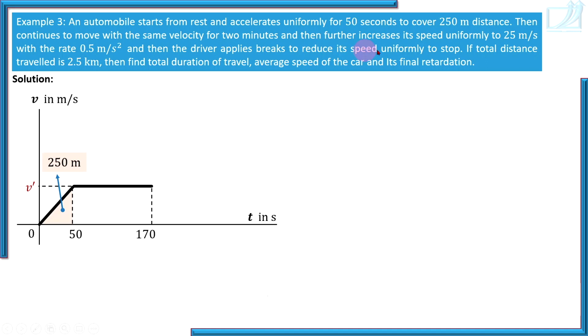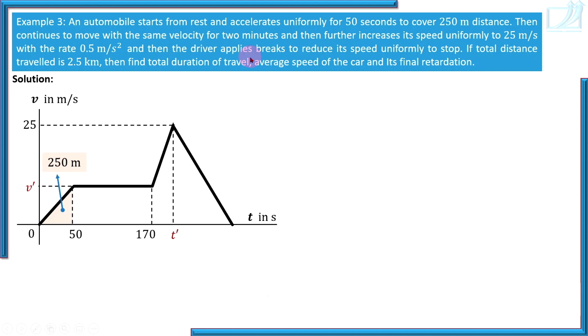And then further increases its speed uniformly to 25 meters per second. So from this instant t equal to 170, its speed increases uniformly, means inclined straight line again, and its speed reaches 25 meters per second. So this value of velocity is given, 25 meters per second. But up to what time this accelerated motion? We don't know. So I have labeled that time. But this acceleration from 170 to t dash is 0.5 meters per second squared, means slope of this line is 0.5 meters per second squared, that is given.